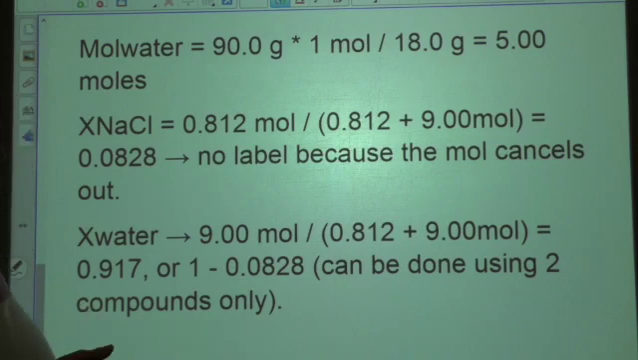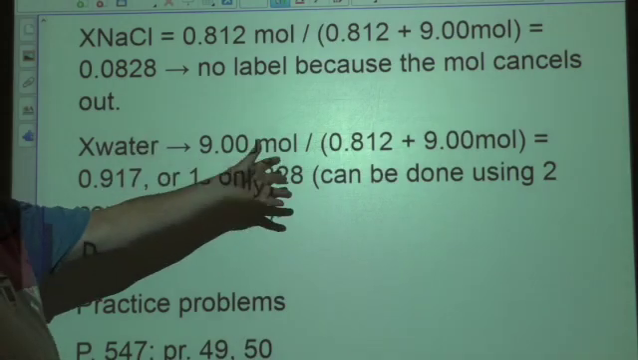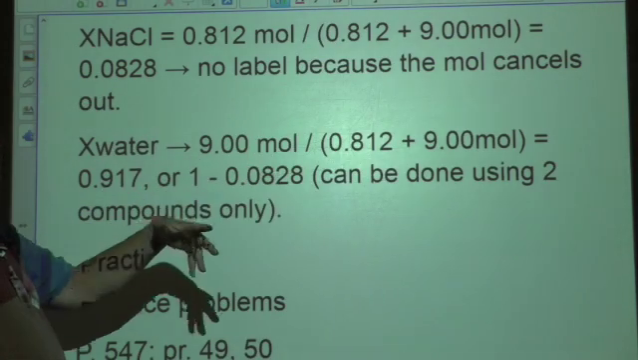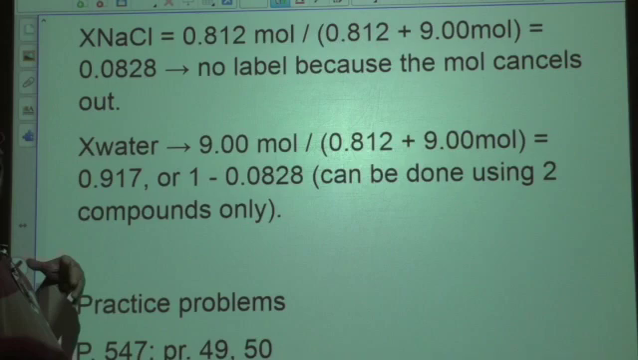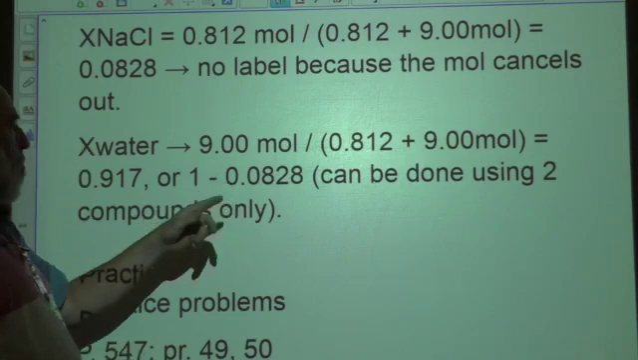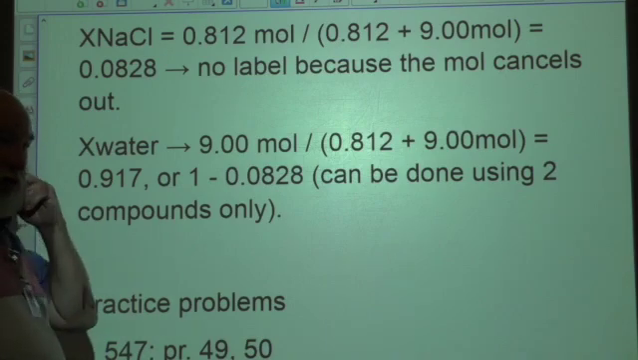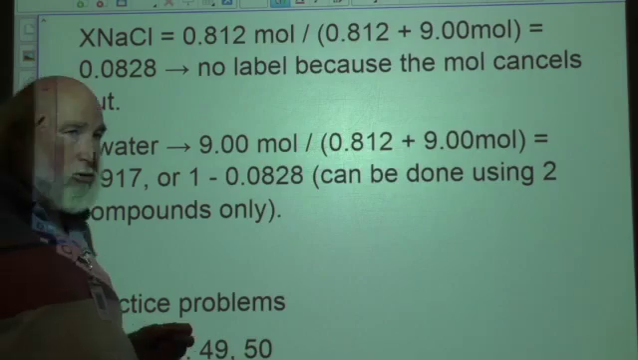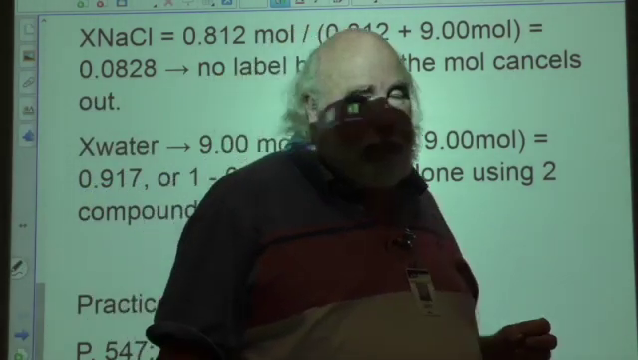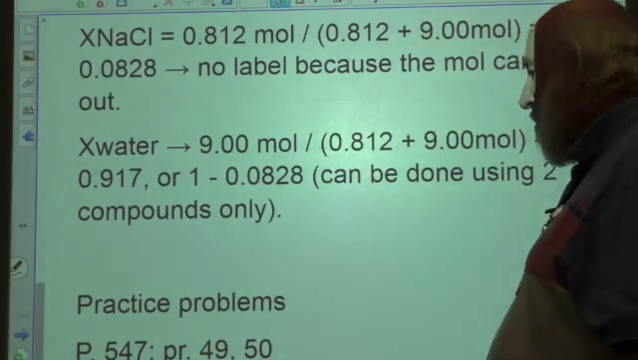Then you do the same thing with water. You take 5.00 moles, divide by the sum of 0.812 and 5.00 added together, and you get 0.917. Or all you had to do was take 1 and subtract 0.0828, and you get the same answer. So like I said, this is pretty simple. It's just a matter of an extra step involving the periodic table, which you did a bajillion times in Chem 1. I don't think you have much of an issue.